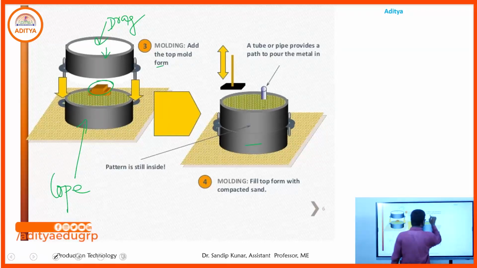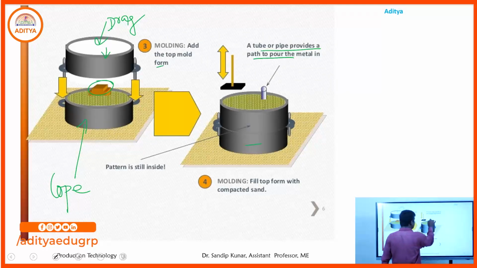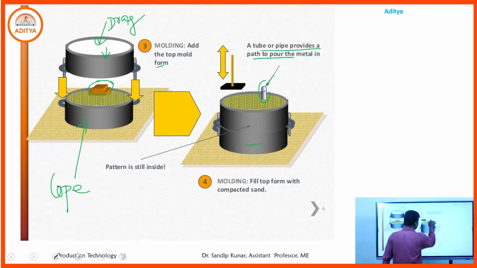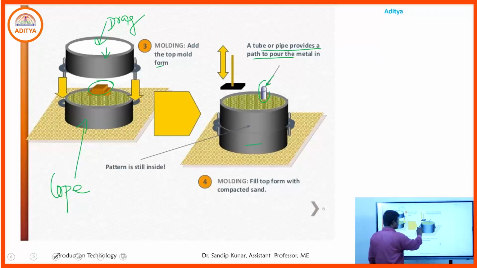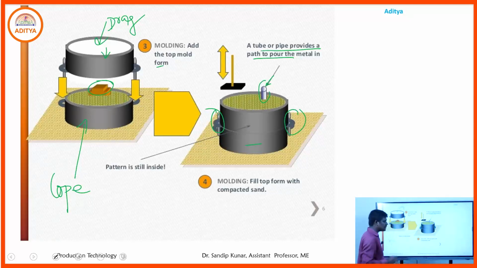A tube or pipe provides a path to pour the metal, meaning a pipe we have placed here through which we pour the molten material. These two boxes we fix using some pins. Then fill the top form with compact sand, and the upper part, the cope, we fill up by taking the sand.